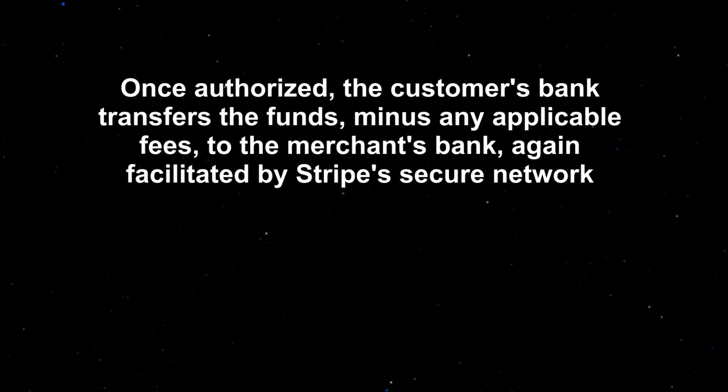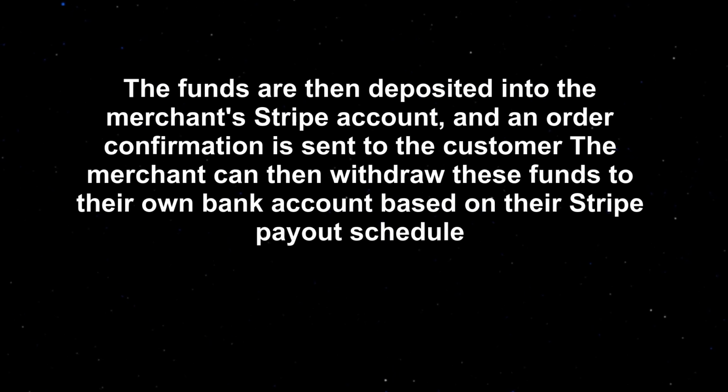Once authorized, the customer's bank transfers the funds, minus any applicable fees, to the merchant's bank, again facilitated by Stripe's secure network. The funds are then deposited into the merchant's Stripe account, and an order confirmation is sent to the customer. The merchant can then withdraw these funds to their own bank account based on their Stripe payout schedule.